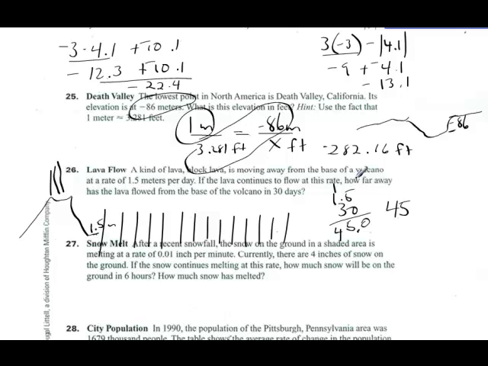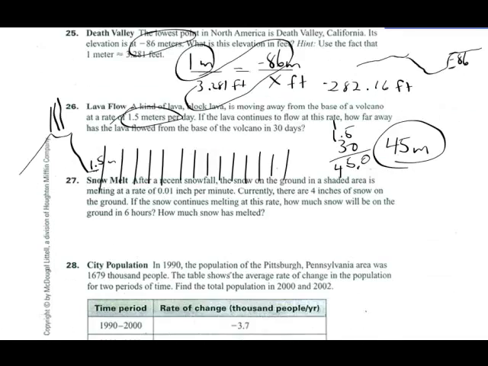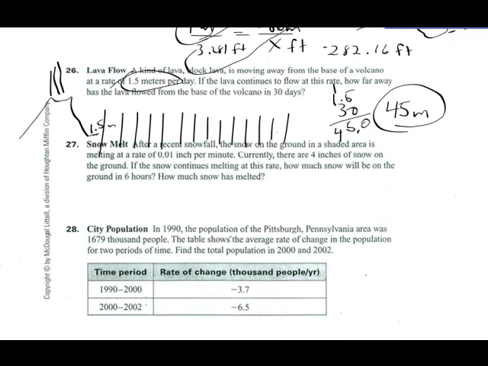Meters. How far away has the lava flowed? So it's 45 meters. 45 meters, which obviously makes sense. Okay?